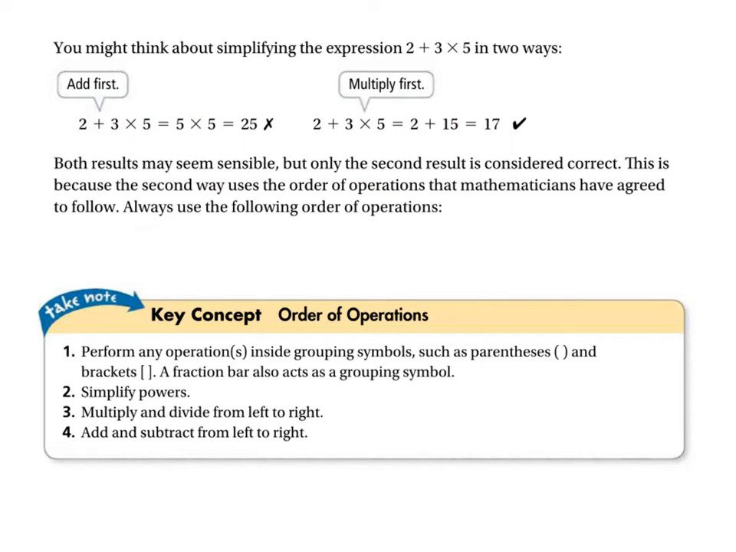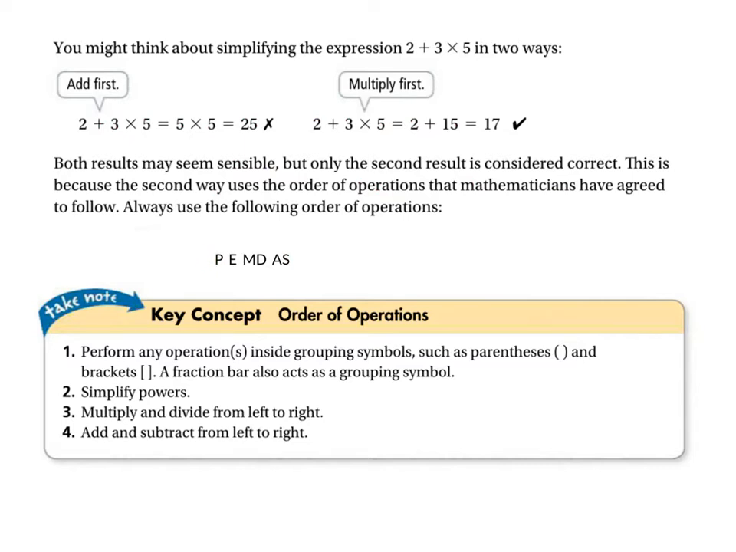You know the catchphrase PEMDAS, okay? Parentheses, exponents, multiplication, division, addition, subtraction. And you will notice that I grouped multiplication and division, and I grouped addition and subtraction, because there's actually no preferred first of the two. We could do whatever we get to from the left. Same with addition and subtraction.